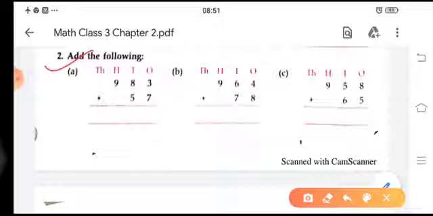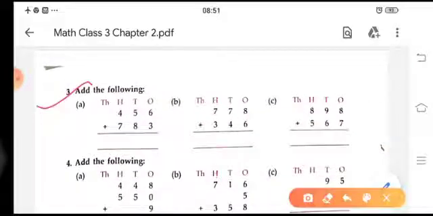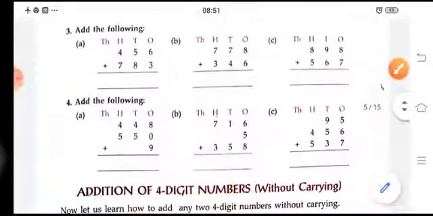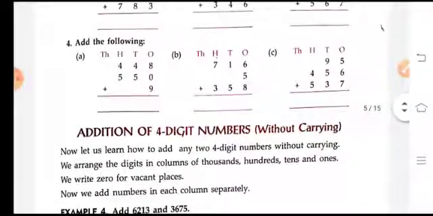We have already seen in the examples, children, how to add these numbers, so do the other sums also. Then we'll move on to the third. We are going to add here three-digit numbers with three-digit numbers and we'll get four-digit numbers. Okay children, this is all for today, and in the next session we are going to do the numbers which are four-digit numbers. So we'll do four-digit numbers in the next section.